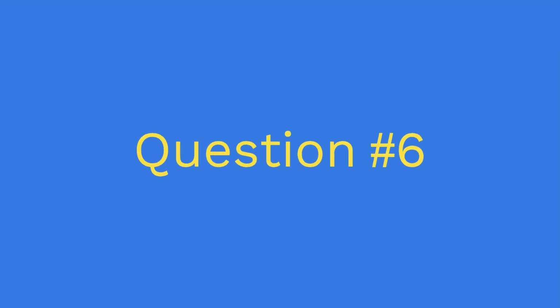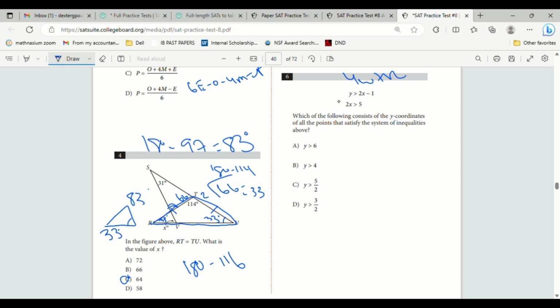Number 6, which of the following consists of the y-coordinates of all the points that satisfy the system of inequalities above?